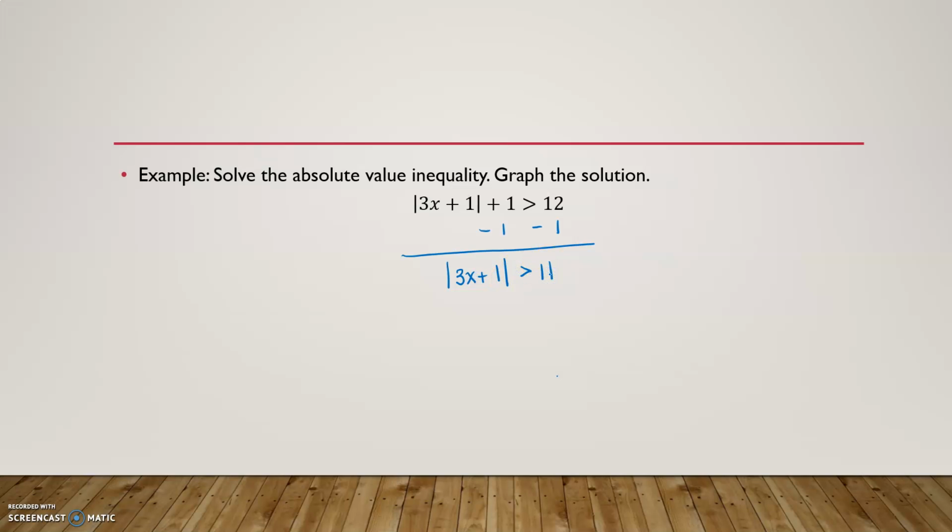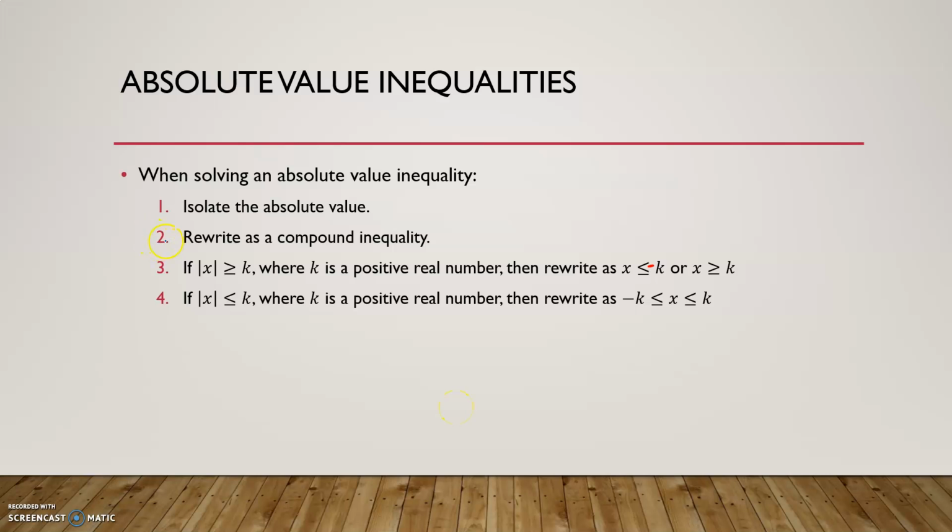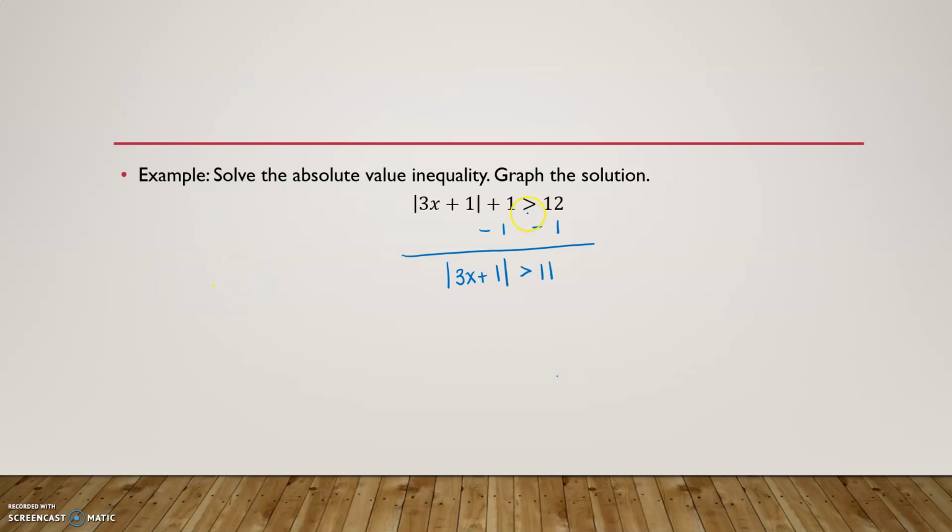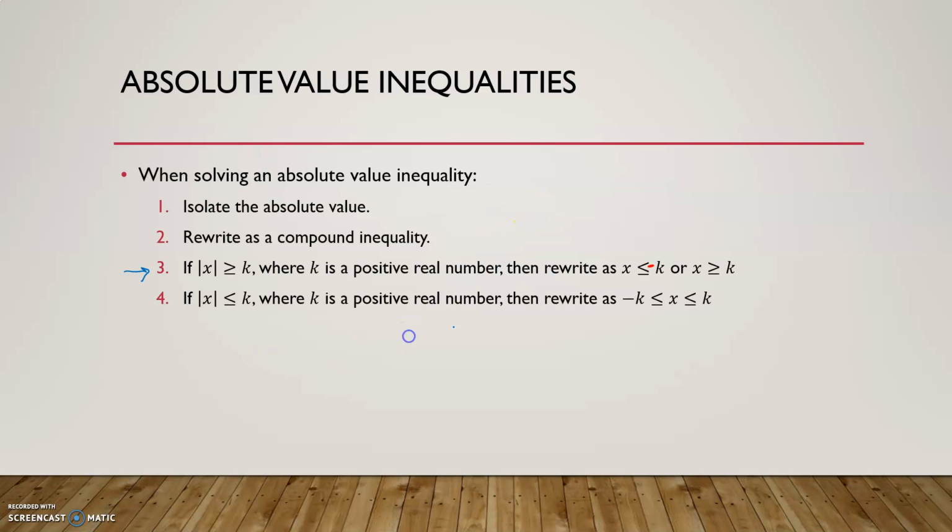So now it's isolated, and my second step is to rewrite it as a compound inequality. I have to decide which one of these meets my criteria. In this case, number 3 meets the criteria because I'm dealing with a greater than. I know that this symbol is not greater than or equal to. I could have said if the absolute value of x is greater than k and not greater than or equal to, but that just means as long as it's greater than. If it's greater than or equal to or just greater than, either way, it's going to be written like this.